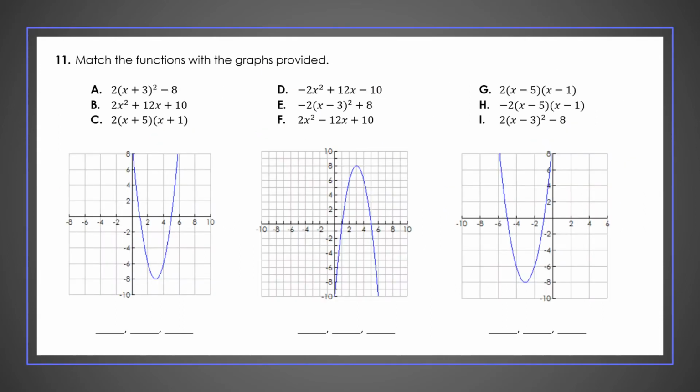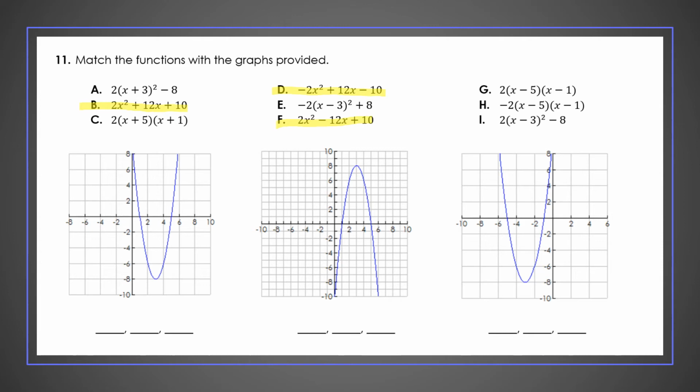For number 11, we are looking at the graphs of three quadratic functions, also known as parabolas, and we are matching the three different forms to each graph. So our three forms are standard form, which is your ax squared plus bx plus c. So your three standard forms would be b, d, and f. That would be the form that I would look at last.